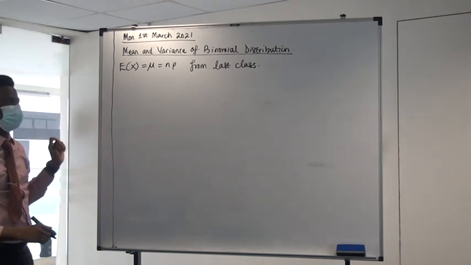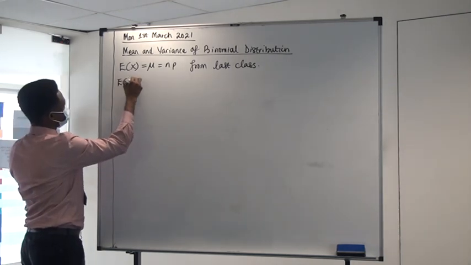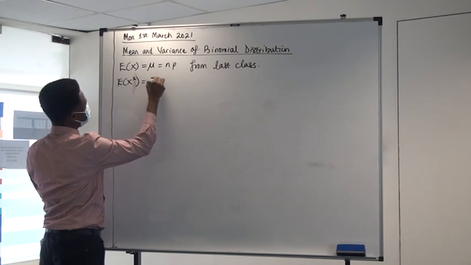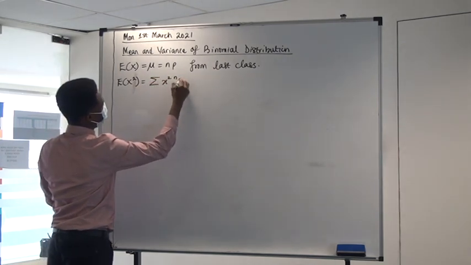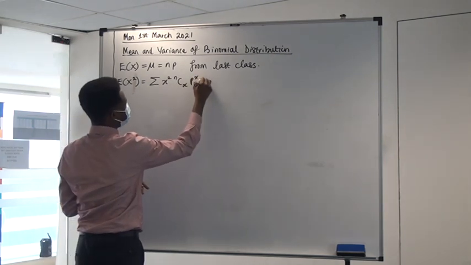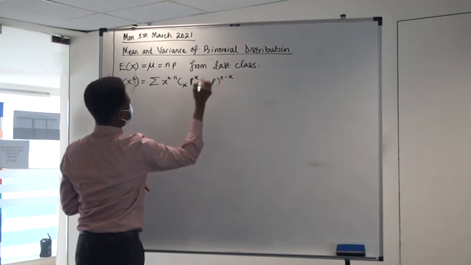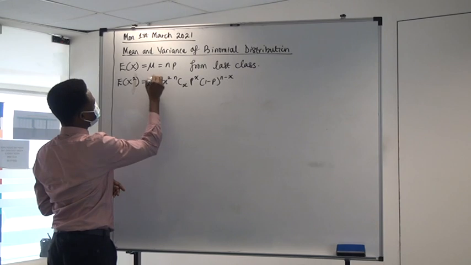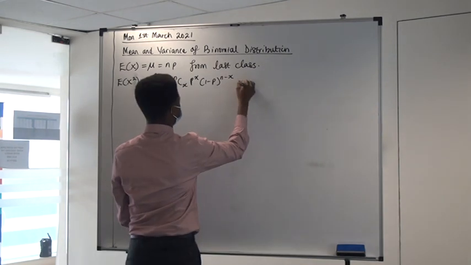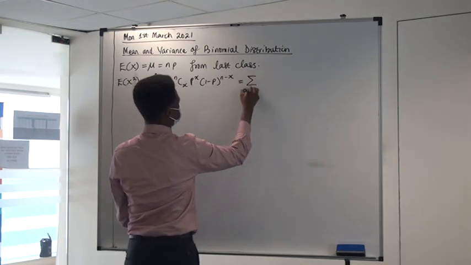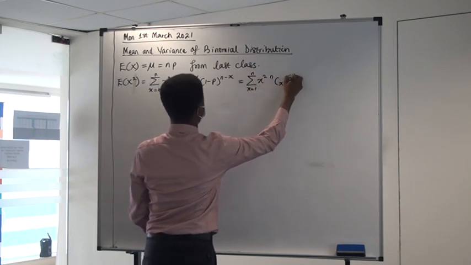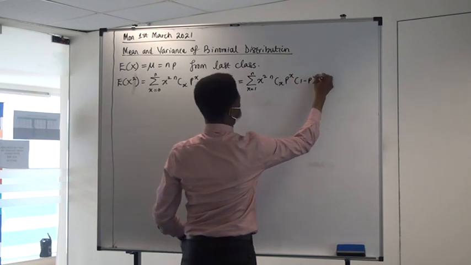Okay. So for the expectation of x squared, that's just the summation of x squared times the probability, right? P raised to power x, 1 minus p raised to power n minus x, x from 0 to n. Again, the first thing we did, like last time: when x is equal to 0, it vanishes. So it's going to start from x equals 1 to n, x squared, n combination x, p to power x, 1 minus p, n minus x.